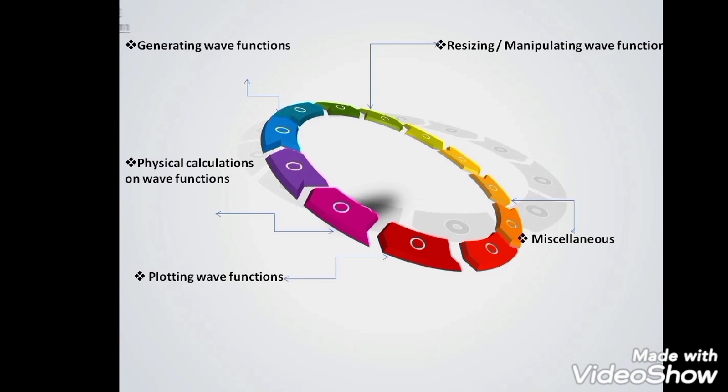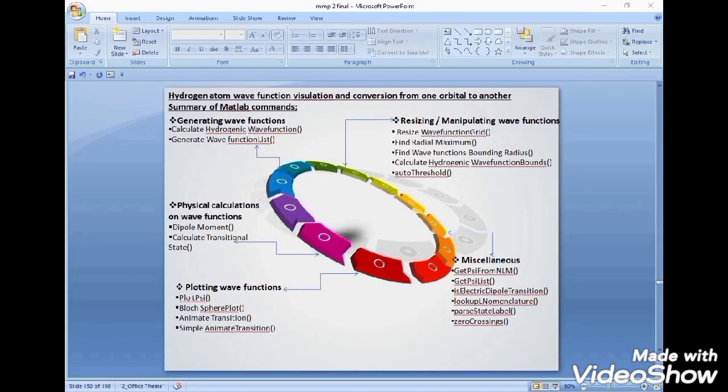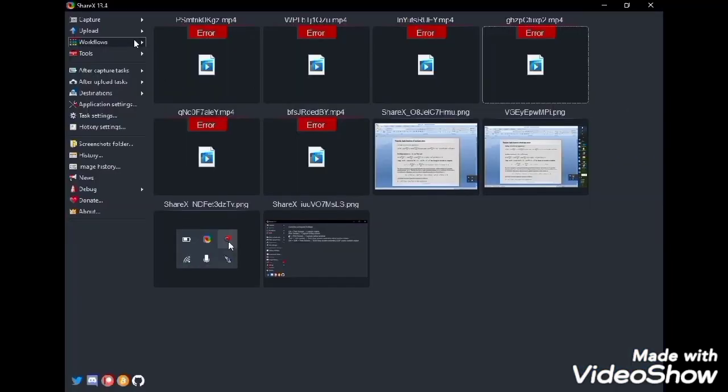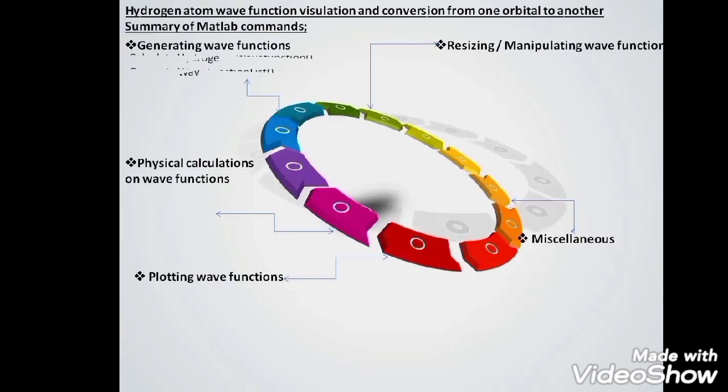Then is the generating function, the wave function, for when we have to consider the hydrogen atom wave function visualization and its conversion from one orbital state to another orbital state. First we need to generate our wave function. Here in this case we will calculate the hydrogenic wave function as well, that is the hydrogen atom wave function visualization along with its conversion from one orbital to another orbital.